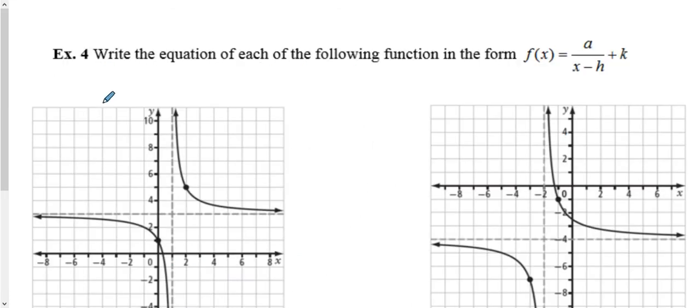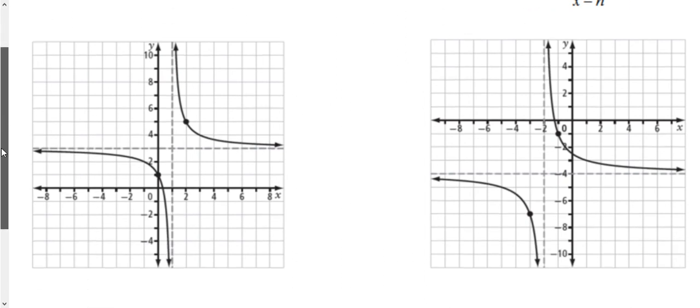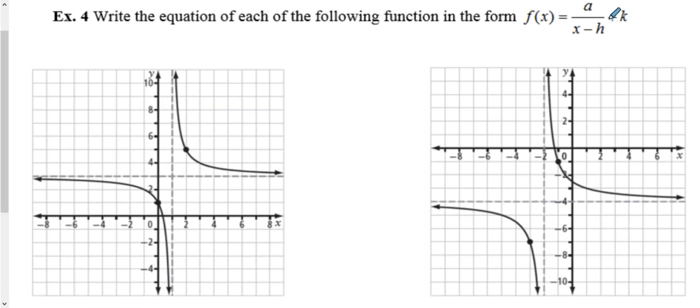On this next example here, example 4, what I'm asking you to do is write down what the equation might be. So based off of these graphs here, write down the equation. And again, we want the equation in this format here, a over x minus h plus k.